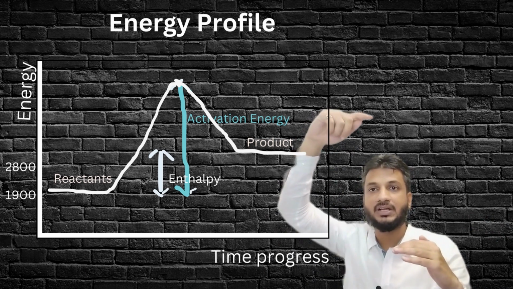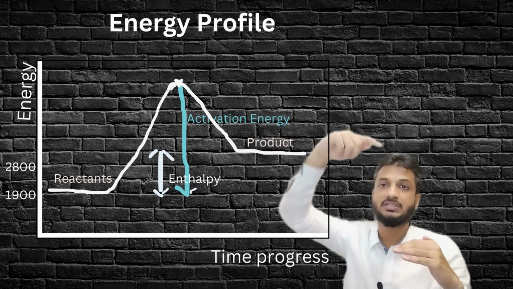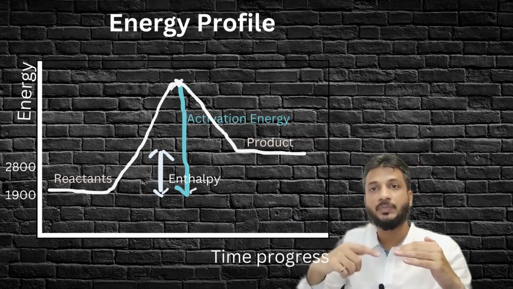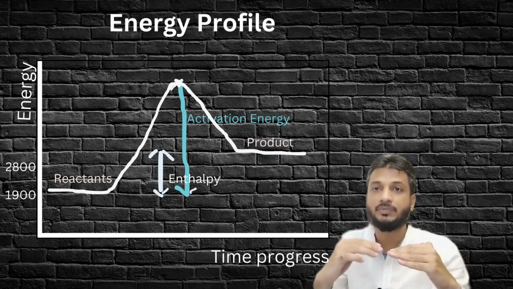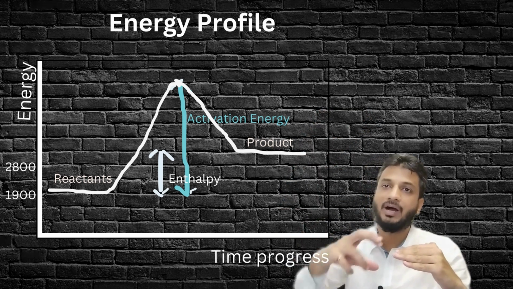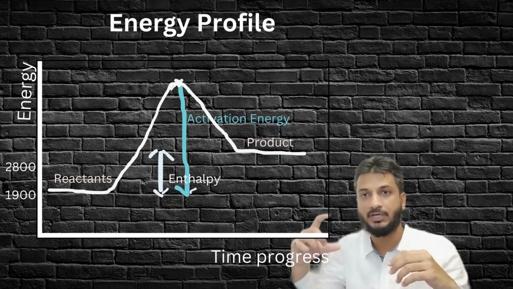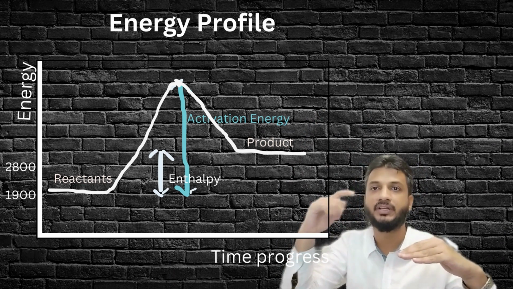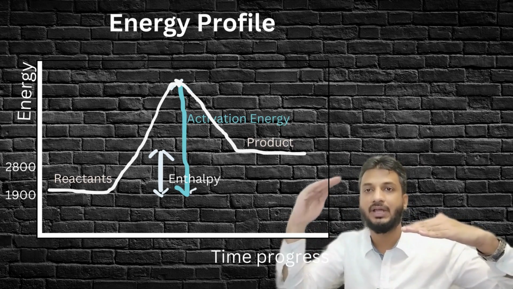Still, the peak of the reaction is activation energy, but this time the activation energy will be the complete arrow, right from the reactant till the peak. And a part of activation energy will become the enthalpy, which will be the difference between reactant and product.